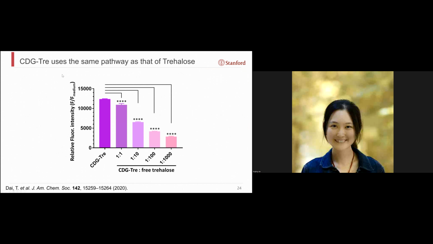So further, we wanted to understand if this probe is using the same biosynthetic pathway as that of the trehalose. We did a competition study by incubating the probe with increasing amounts of free trehalose. With a higher amount of trehalose sugar, you see a decrease of the signal. And this demonstrates that our probe is using the same biosynthetic pathway as that of the free trehalose sugar.